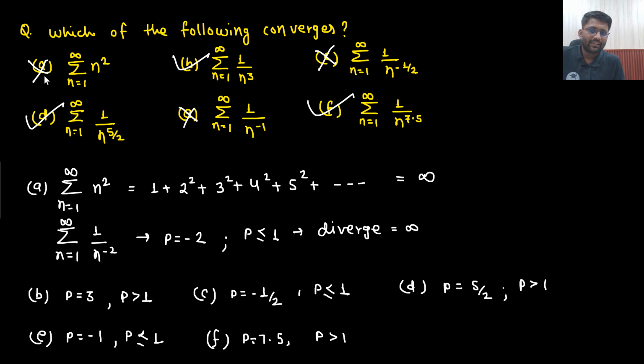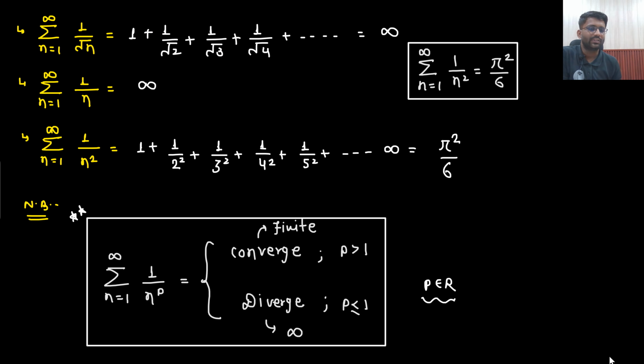Okay. So this will diverge. This will converge. This will diverge. This will converge. This will diverge. This will converge. For p less than 1, and less than or equal to 1, at 1 as well, it will diverge only. Okay, always, always remember.